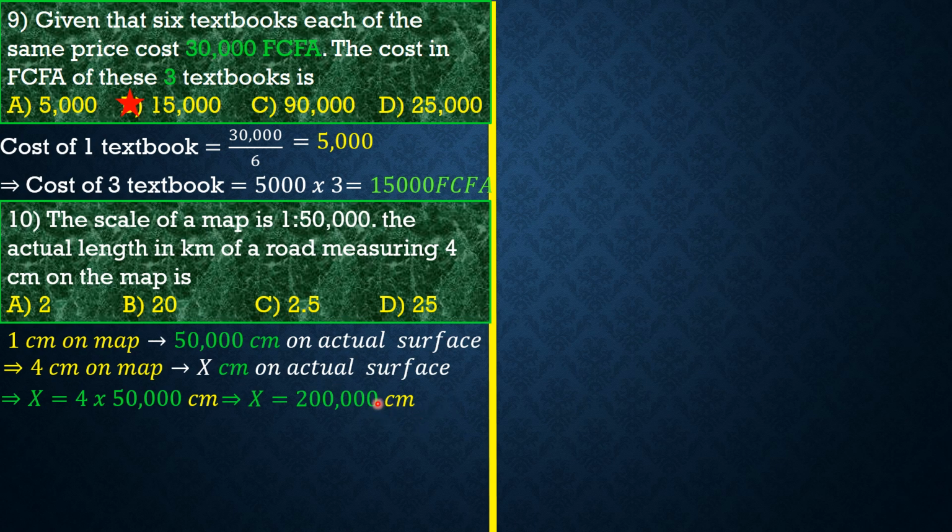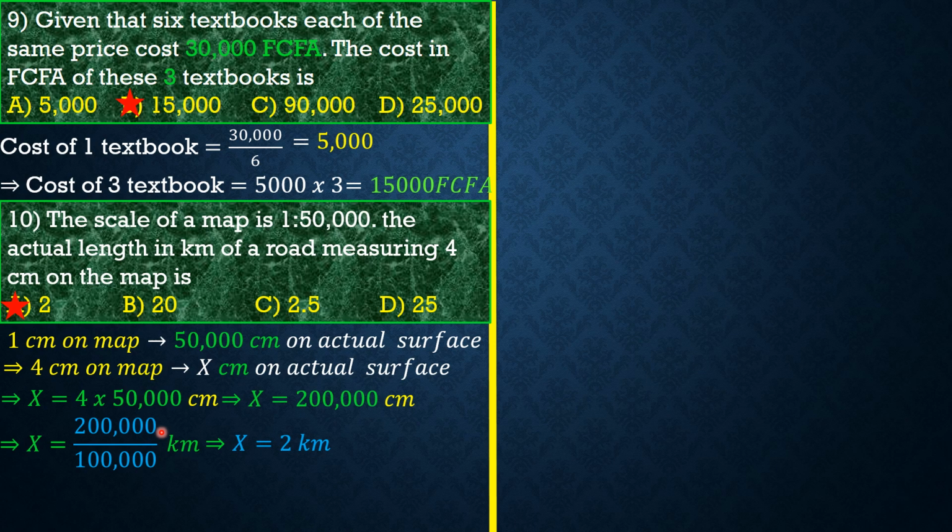But friends, we need our answer to be in terms of kilometers, right? But we know that 1 kilometer is the same as what, guys? 100,000 centimeters. So to convert our answer to kilometers, we are going to divide the answer we have by 100,000. So if we do that, we are going to have an answer of 2 kilometers. Great. So, guys, option A has to be the best option for this question.